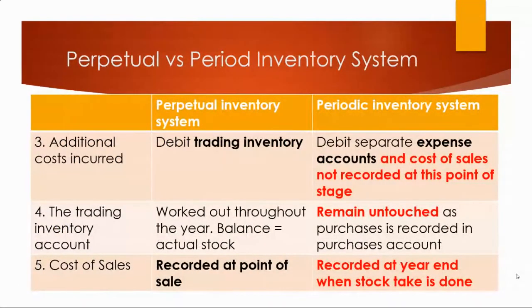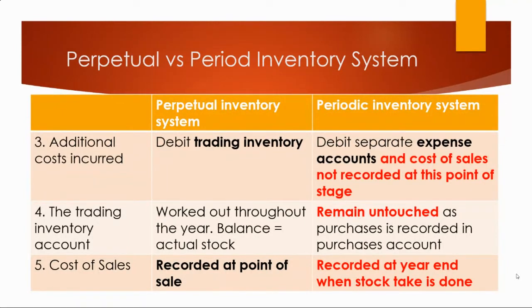When we do the additional cost incurred in terms of the perpetual inventory system, whatever additional cost we incur, we take it to trading inventory, whereas under the periodic inventory system, we take it to the separate expense accounts. Now, those expense accounts are, for example, carriage on purchases, import duties, it can be storage, it can be any type of expense. They will name all the expenses and each one will go to their own individual expense account.